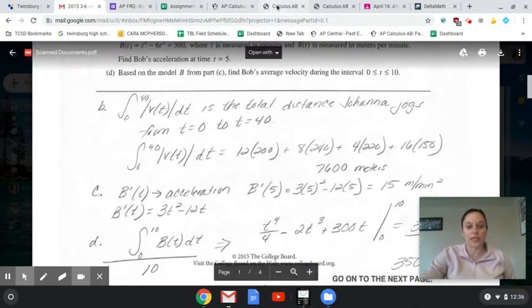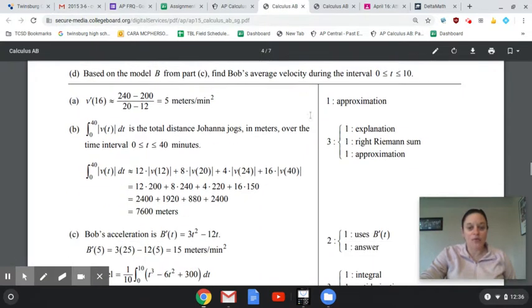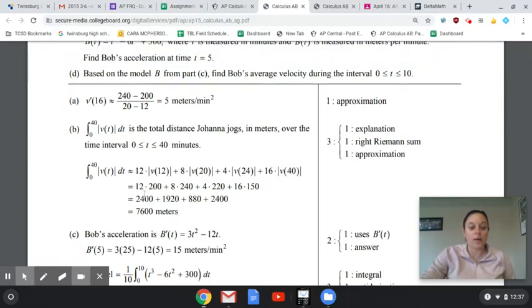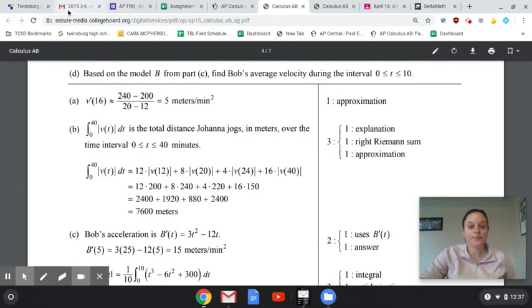So their scoring system, they gave 1 point for explaining that it's the total distance she traveled, and I think they wrote it very similar to how I did it. And then they give 1 point for showing that you understand how to do a right Riemann, and then they get 1 point for the answer. So they showed a lot of steps for this. As long as you in some way illustrate that you understand what you're multiplying by, you get a point, and then your 7,600 would be your final point.